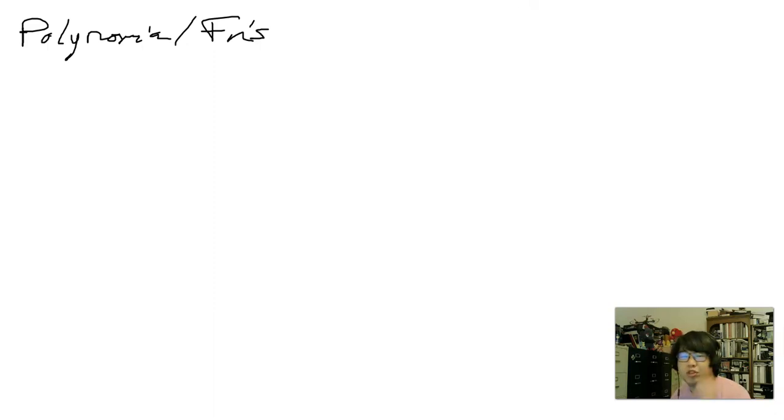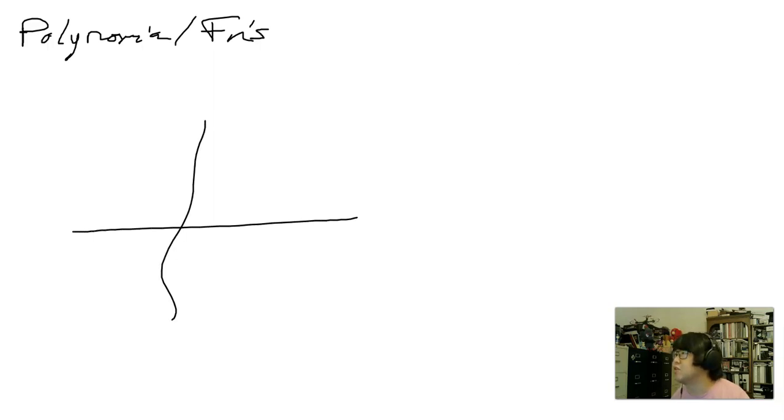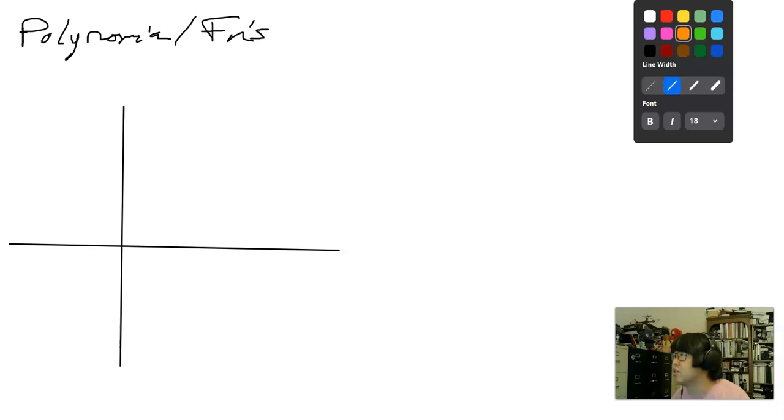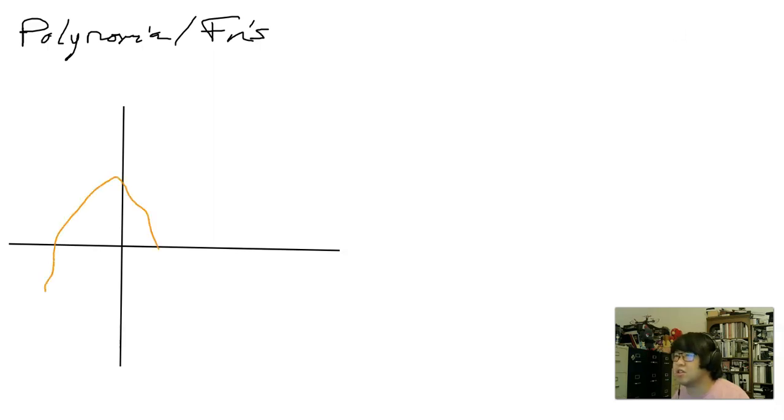Okay, so let's say, for example, you've got a graph here. Okay, ooh, very bad graph. I'll use the line tool. Let's say you have a graph in the plane, and it looks something like this. Okay, so just a generic polynomial function, right?